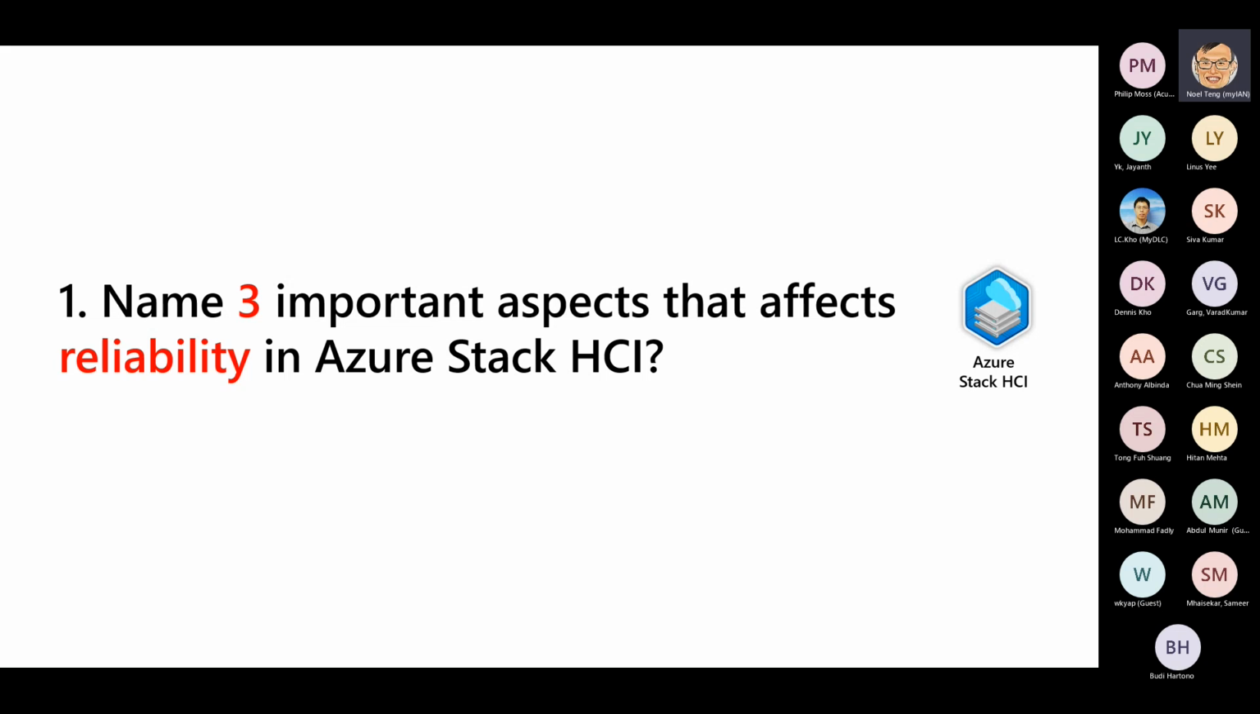Okay. Phil, question on the volume resiliency. Does that help improve reliability in Azure HCI? As in going from, say, two-way mirror to three-way mirror, etc. Does it help improve reliability?